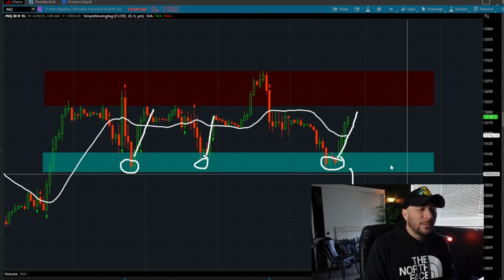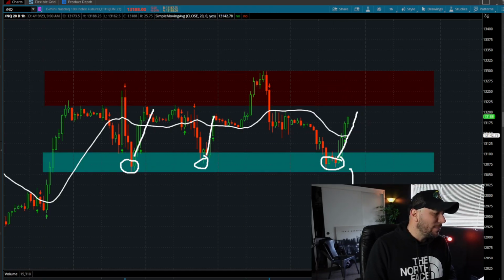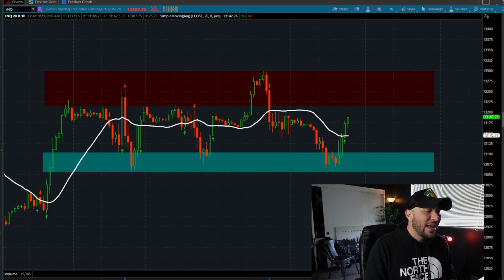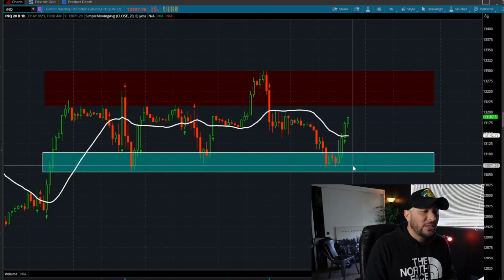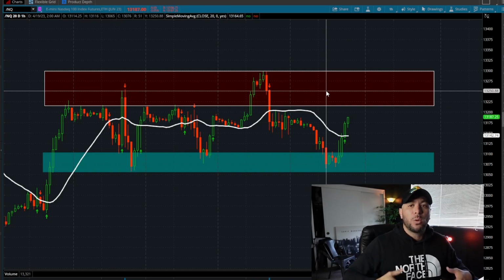You don't want to be a seller down here. You don't want to be a buyer up here. What you want to do is be a patient trader and wait for the price action to come down into these zones or come up into these zones. And then when we do get into those zones, you want to play them accordingly.